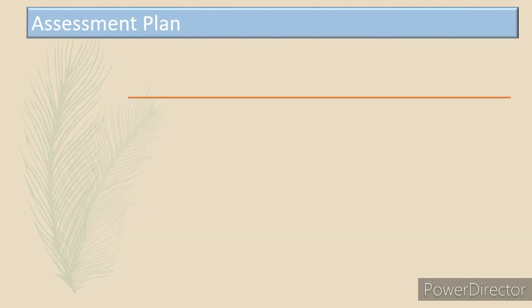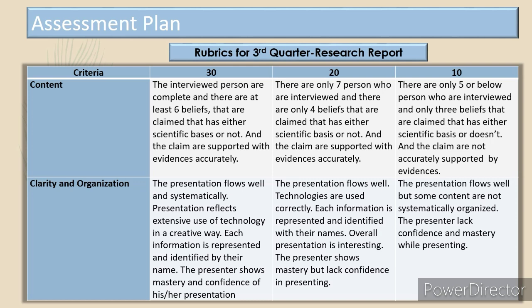For the rubric for the performance task, it would be content, clarity, and organization. So content would be the interviewed persons are complete and there are at least 6 beliefs that are claimed to have either scientific basis or not, and the claims are supported with evidence accurately. Then clarity and organization is on their presentation of their report.